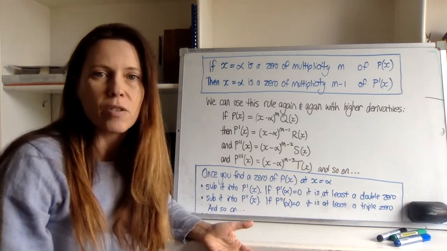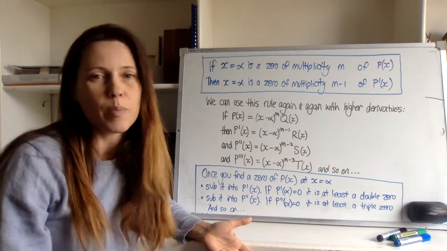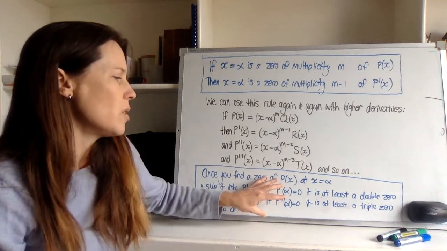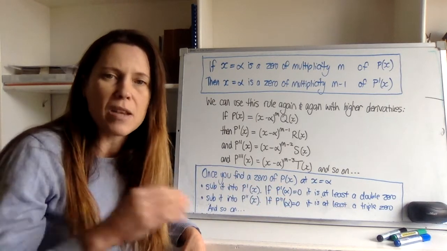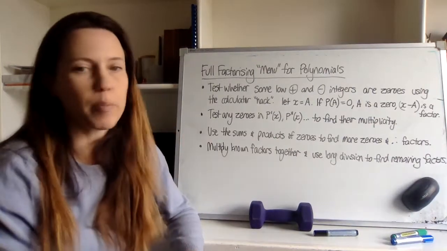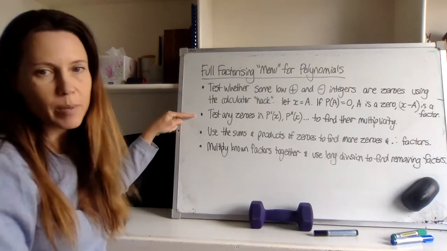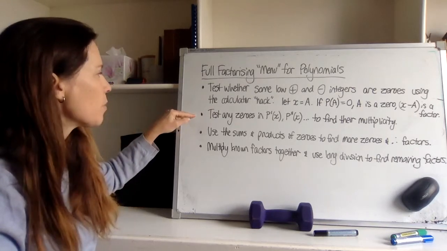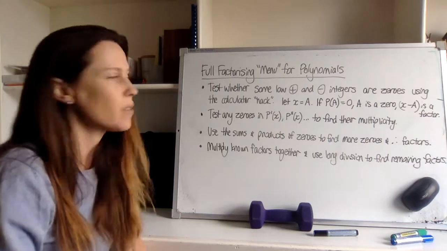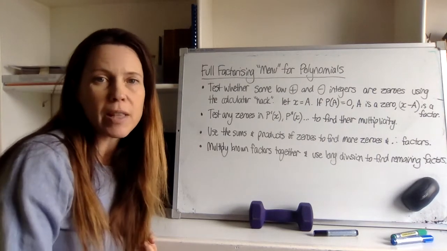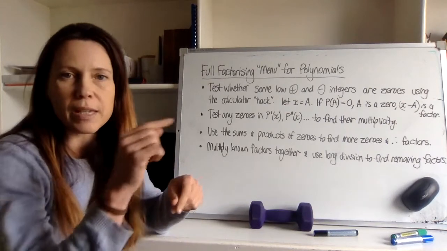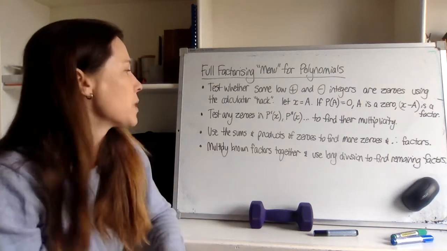Now, it makes sense that you're going to look at the highest power of x in your polynomial to know when to stop. And you're going to combine this skill with the rest of your little menu for factorizing. So the full factorizing menu that we have now for polynomials has got a new step, and we've put it in there right under the first step. Our first step, remember, was to test whether some low positive and negative integers would be zeros, and we used that calculator hack. Remember, we typed in the whole polynomial, but we used the red A button anywhere that there was an x.